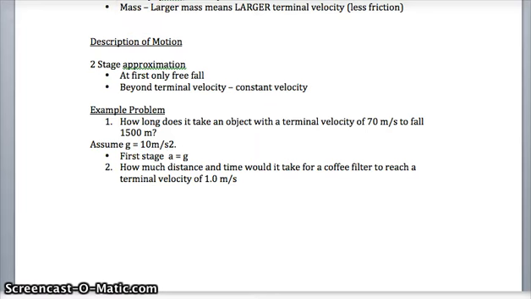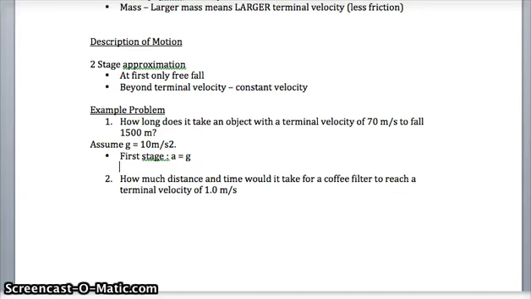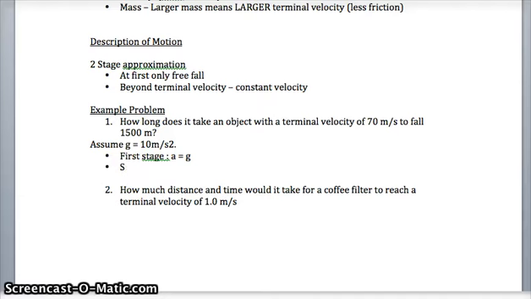And we can use our equations of motion for free fall to calculate how far it's going to fall and how long it's going to take. And then in the second stage, the acceleration is equal to 0, and the velocity is equal to the terminal velocity.